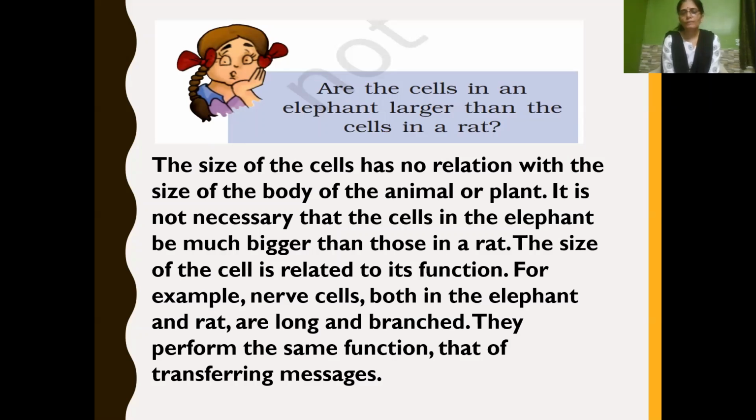For example, we have seen nerve cells in both elephant and rat. Both the neuron, that is the nerve cell, are long and branched because they perform the same function, that is control and coordination of different parts of the body, what we call transferring messages. So in both elephant and rat, the nerve cell or neuron is the same way, long and branched. So from this we understood that the size of the cell is in no way related with the size of the body of an organism.